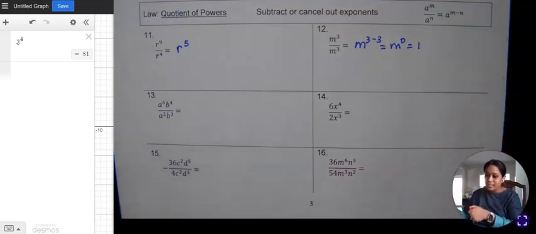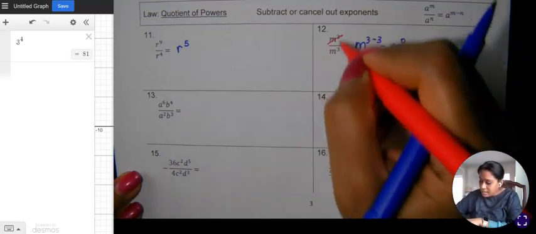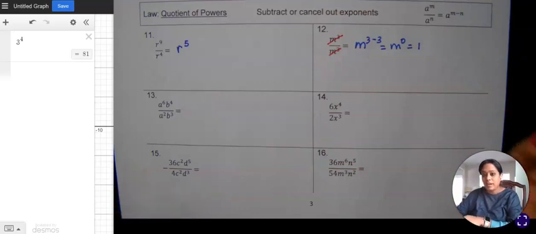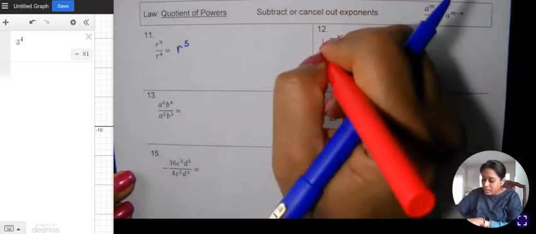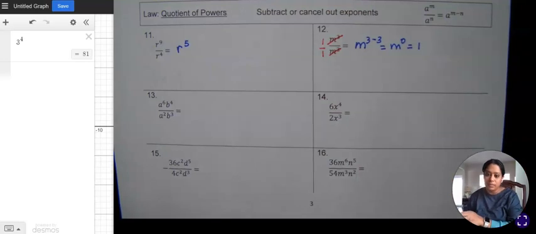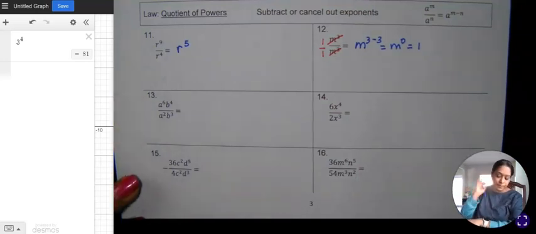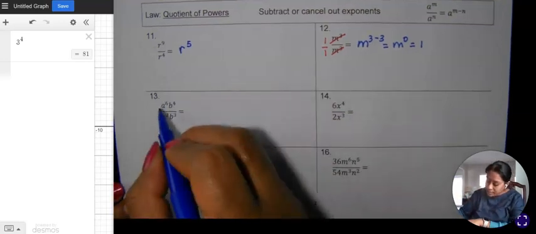Another quick way to do this, hopefully you'll do this as you get better at exponents. You can see that you can go ahead and just cross those out. When I cross it out, this becomes a 1 over 1, and 1 over 1 is also 1. So that's just an easier way to do it. Okay. All right, so let's go ahead and do this.